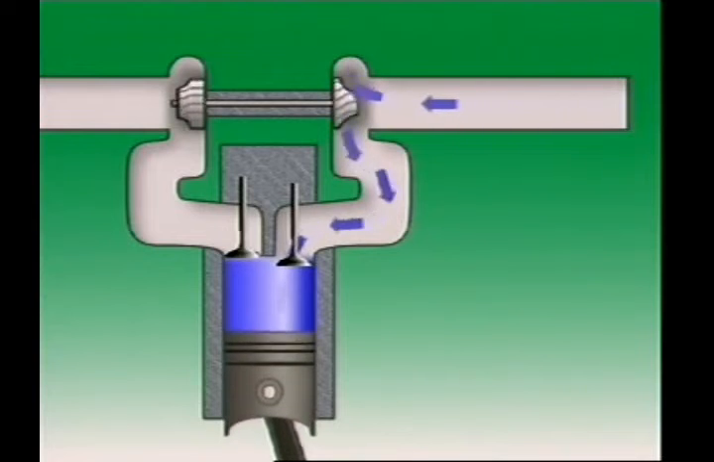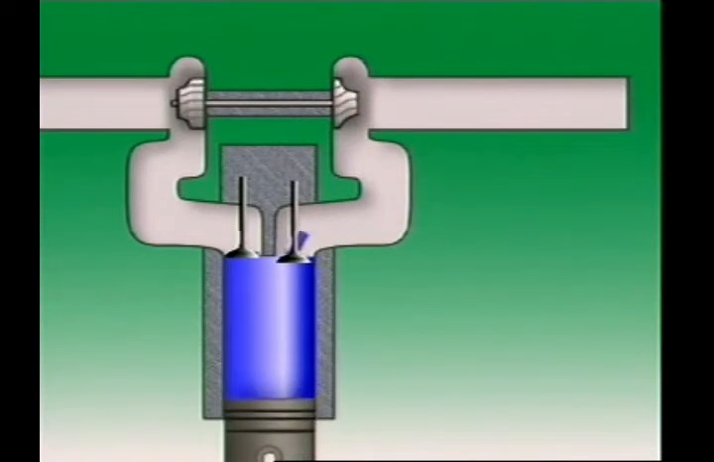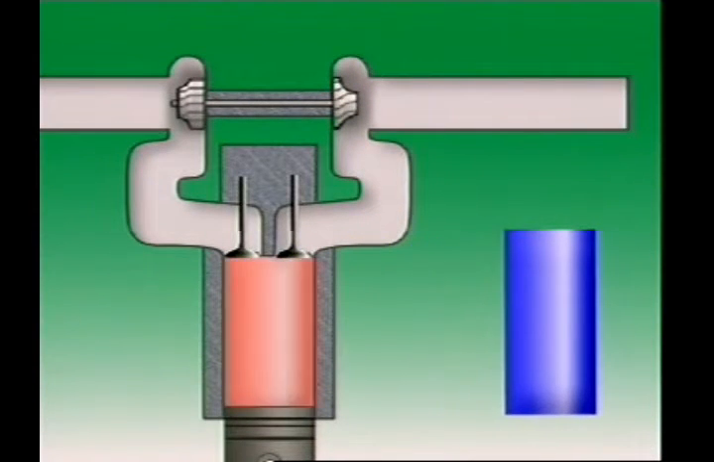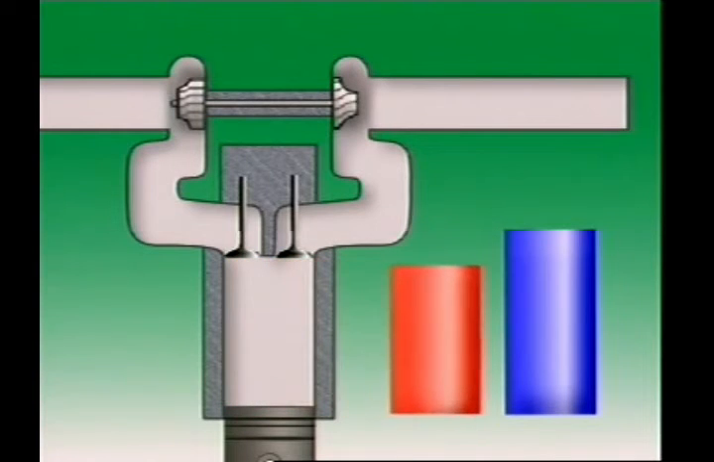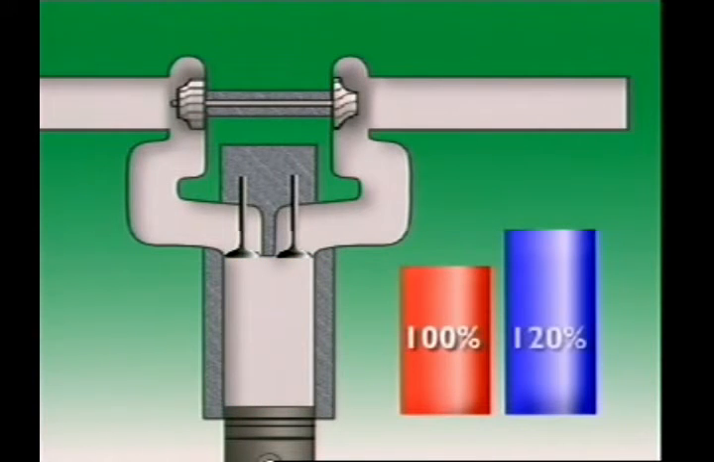With forced induction, the incoming air is compressed so that a greater volume and mass of air is forced into the cylinder during the intake stroke. That takes the volumetric efficiency to above 100%.